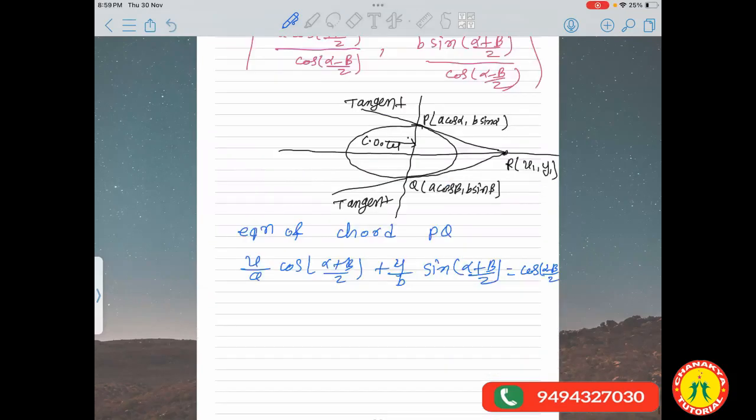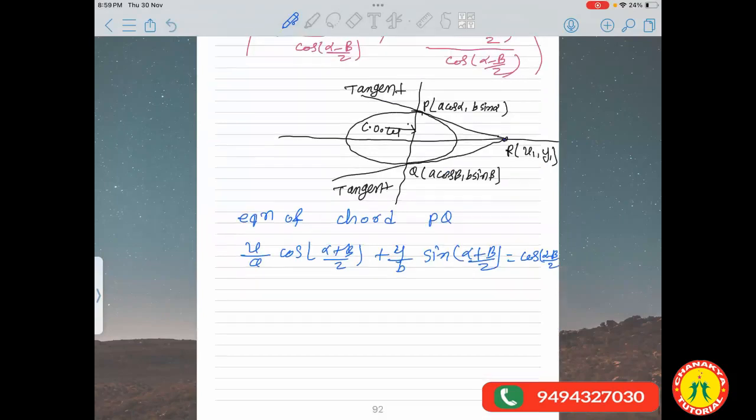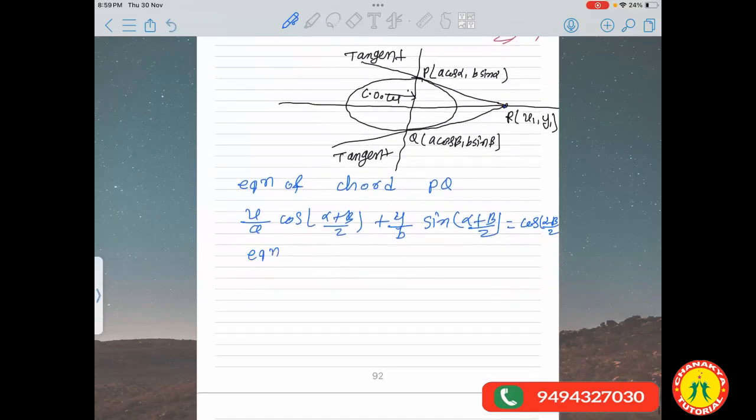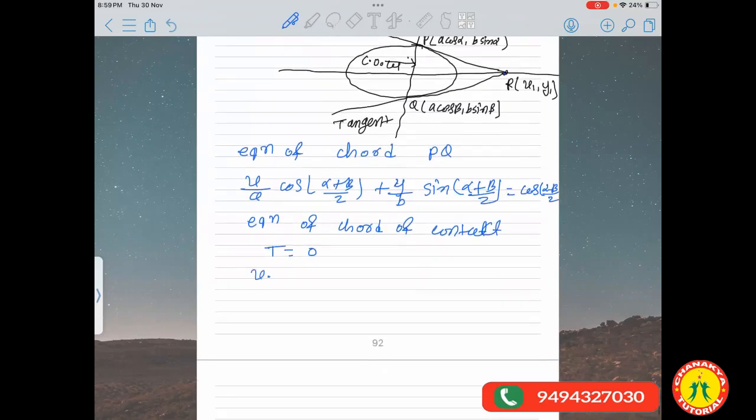Now you can also know from R, this will work like the chord of contact. So the equation of chord of contact from point R, chord of contact, that is T equal to 0. Always chord of contact T equal to 0. So T is, from point R, x into x1 upon a square plus y into y1 upon b square minus 1 equal to 0. We know now, Tanishq, how to write the tangent equation in an ellipse.